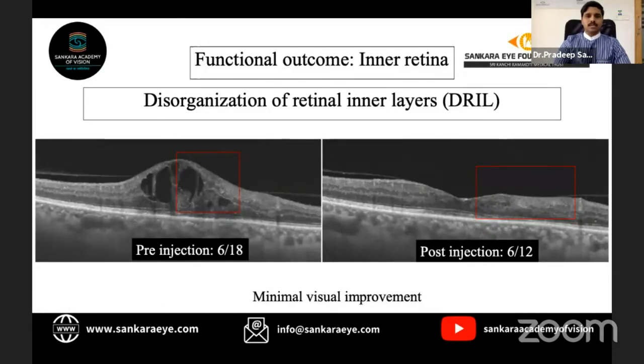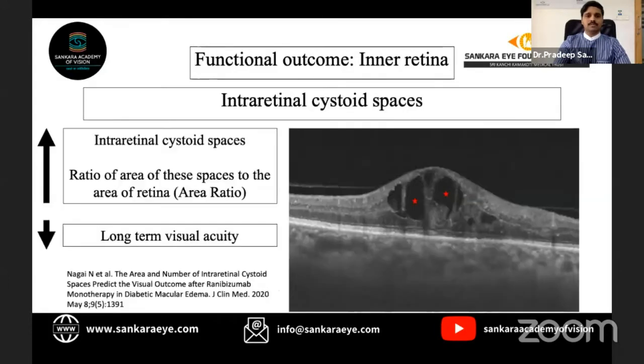Coming to an example, here we can see that this patient of DME has a DRIL on one half of the fovea, as we can see over here. Post-treatment, though there is complete resolution of intraretinal cystoid spaces, the visual acuity gain is limited. This is partly due to the presence of DRIL. So DRIL is a very well-studied biomarker which indicates a poor functional outcome in diabetic macular edema.